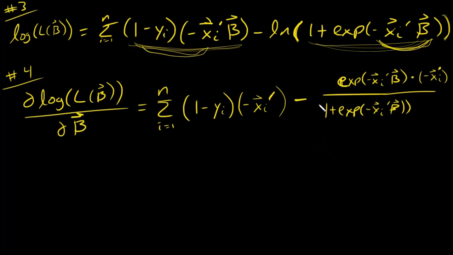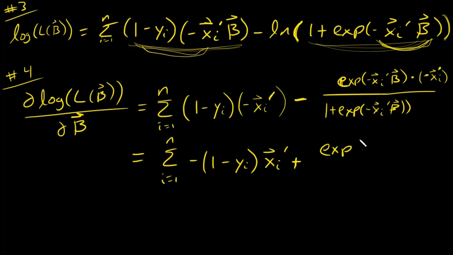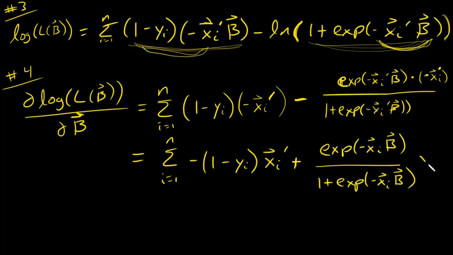Let's see here. I have a little bit of simplification that can happen. I can pull that negative sign out, and I have 1 minus yi times xi transpose. Then plus, because the minus and the minus make a plus, e to the power of negative xi transpose times beta over 1 plus e to the power of negative xi transpose times beta, times xi transpose.